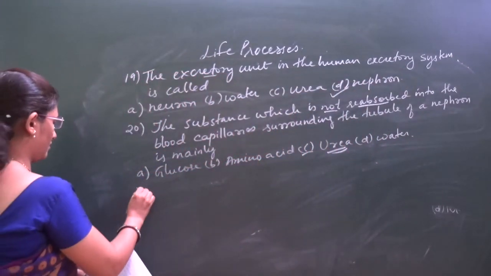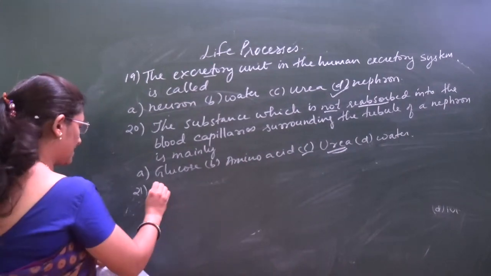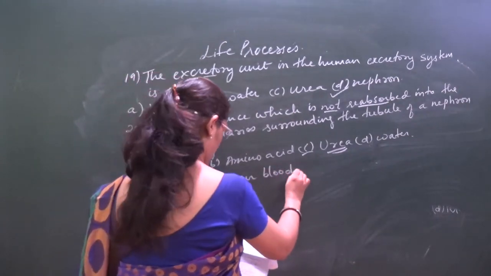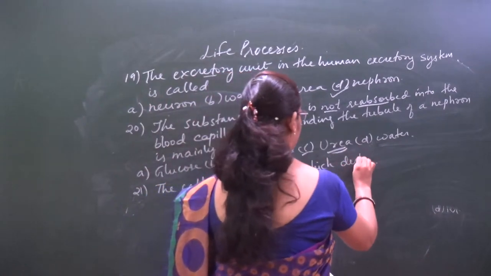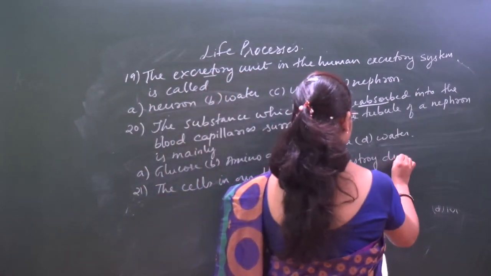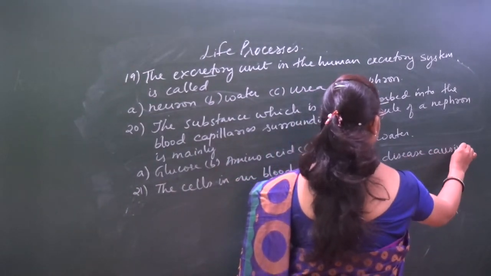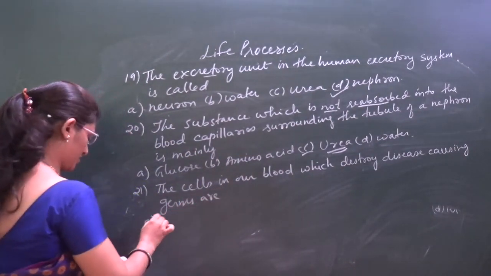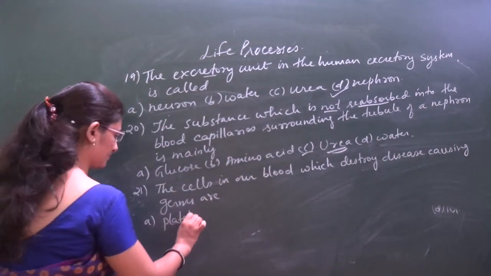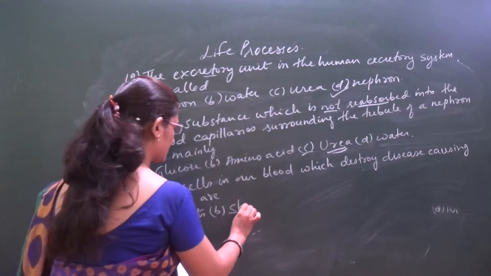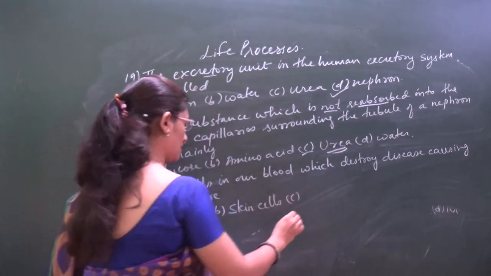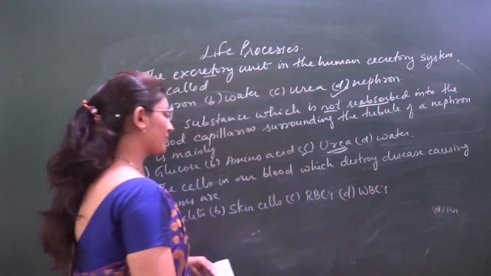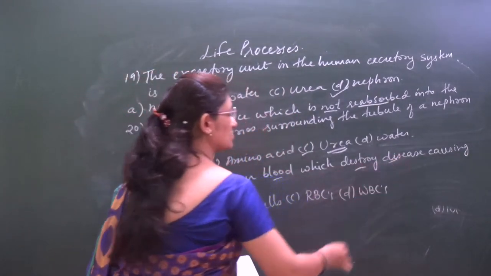The next question, question number 21. In our blood, which destroy disease causing germs are the option number one, that is platelets. Second option, skin cells. Third option, red blood cells. And the last option is the white blood cells. So, the blood cells which destroy disease causing germs.